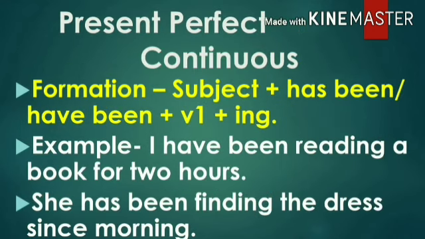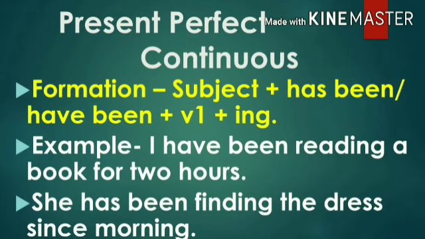Next, present perfect continuous tense. The present perfect continuous tense is used to show that an action started in the past and has continued up to the present moment. The present perfect continuous usually emphasizes duration or the amount of time that an action has been taking place. Don't be nervous. Let me tell you the formation. The formation of present perfect continuous tense: subject plus has been/have been plus V1 plus ing.